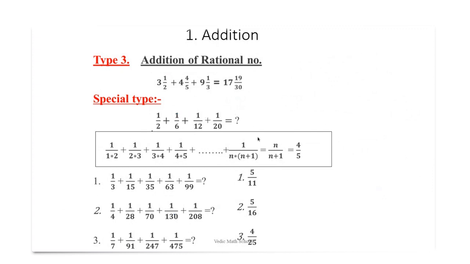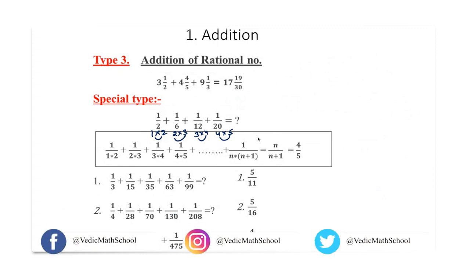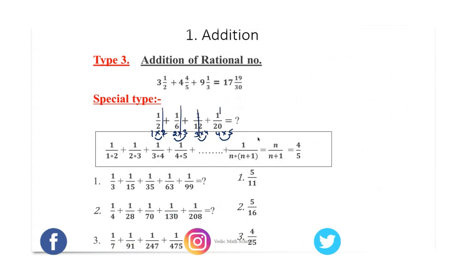The next pattern is in the denominator. If you focus on the denominator, this is 1 into 2, and this is 2 into 3, and this is 3 into 4, and this is 4 into 5. So the pattern is consecutive number multiplication. When you have such a pattern, what we have to do is find the value of n. We get the value of n as 1, 2, 3, 4.